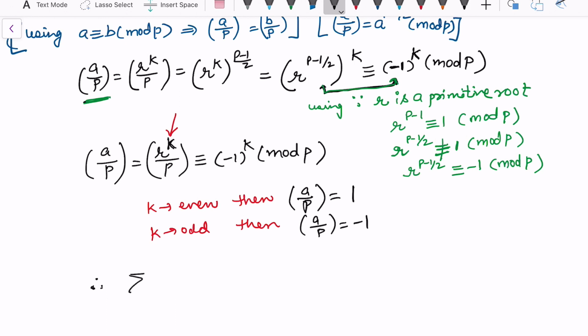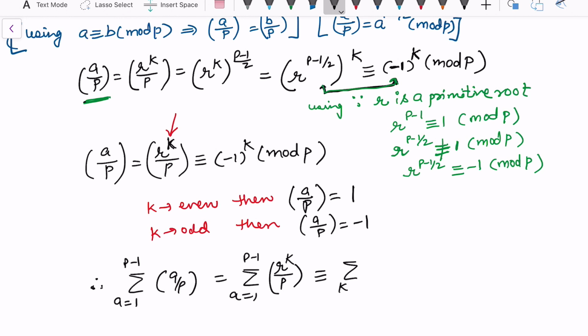And we can say that this quantity, the Legendre symbol summation over a which runs from 1 to p minus 1, is simply the summation over a from 1 to p minus 1 of (r to the power k) by p. And (r to the power k) by p is congruent to the summation, k varying from 1 to p minus 1, of minus 1 to the power k. So I'm just replacing because this is the Legendre symbol. So here we can simply replace this quantity, and there are equal numbers of plus 1 and minus 1 because p minus 1 is even. So the total sum is equal to 0. Hence we get the desired condition.